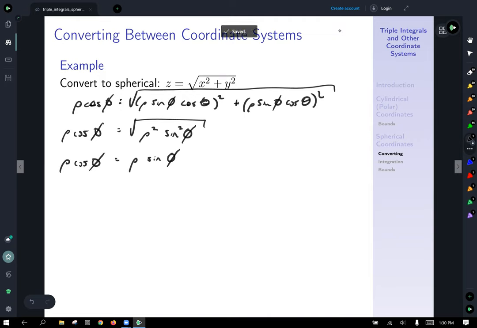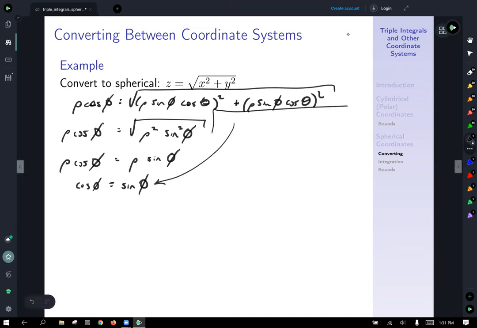All right, now I notice that if I divide away the rho on both sides, or multiply by 1 over rho, I'm left with cosine of phi is equal to sine of phi. So what conclusions can we draw from this?